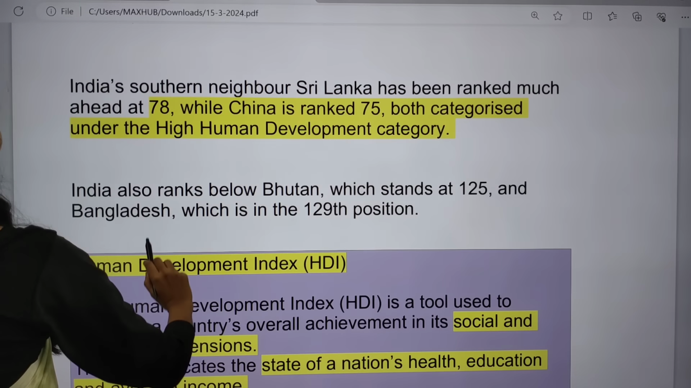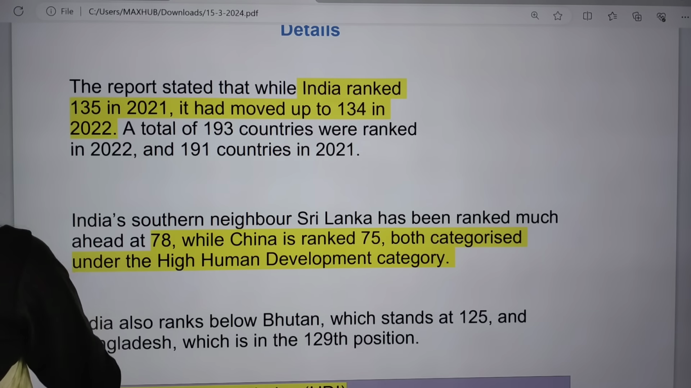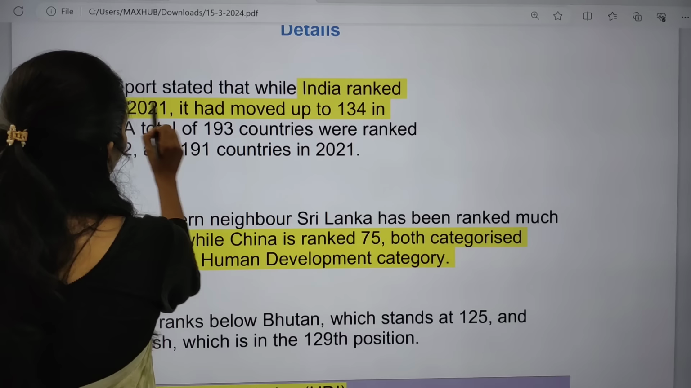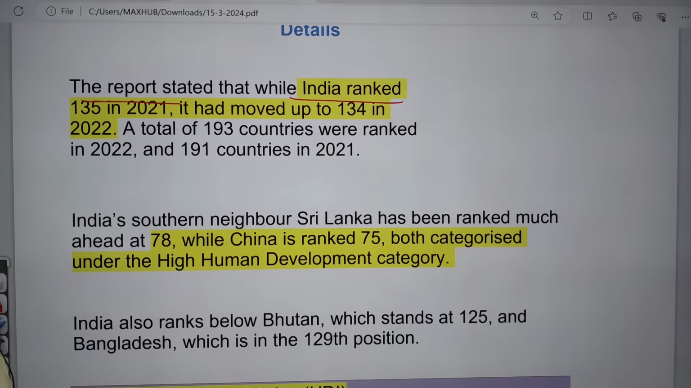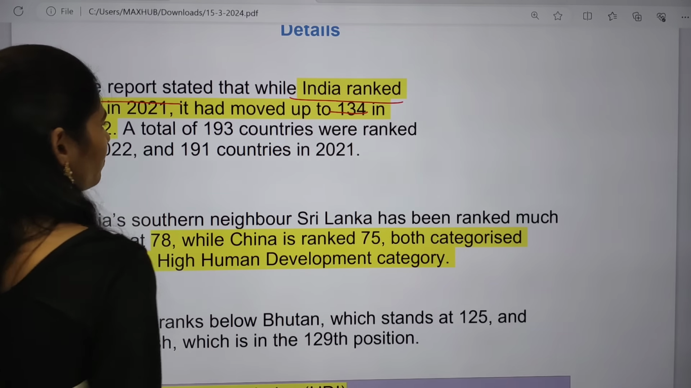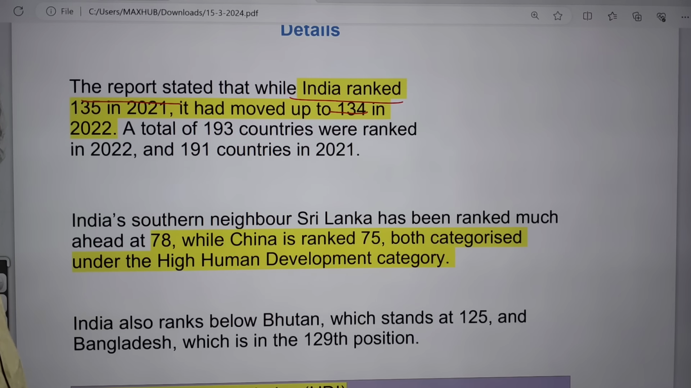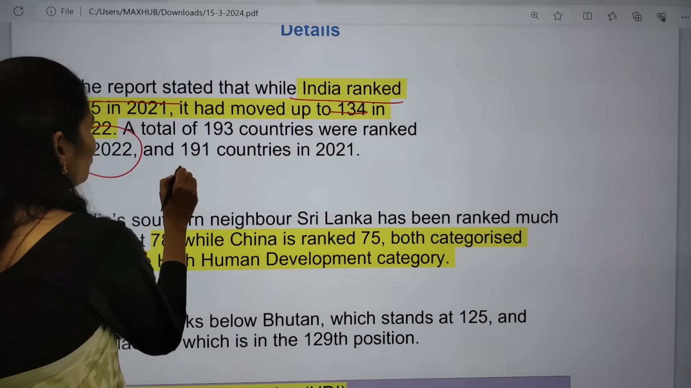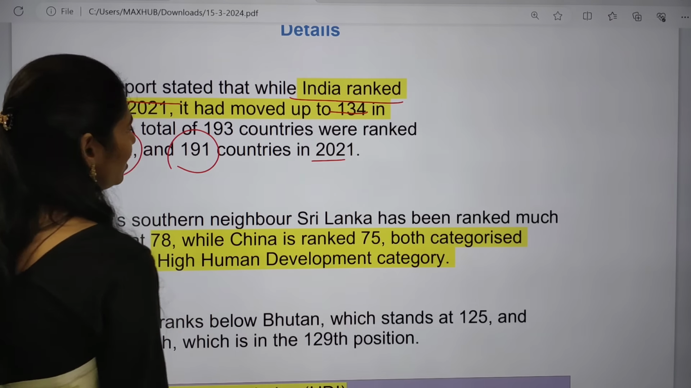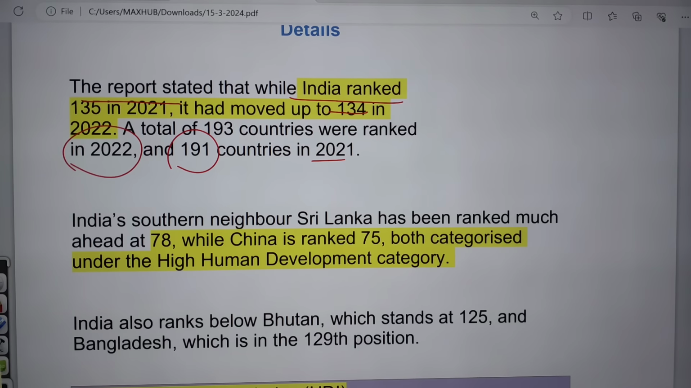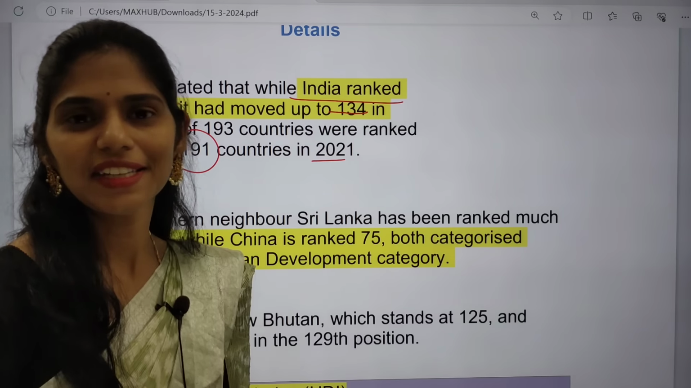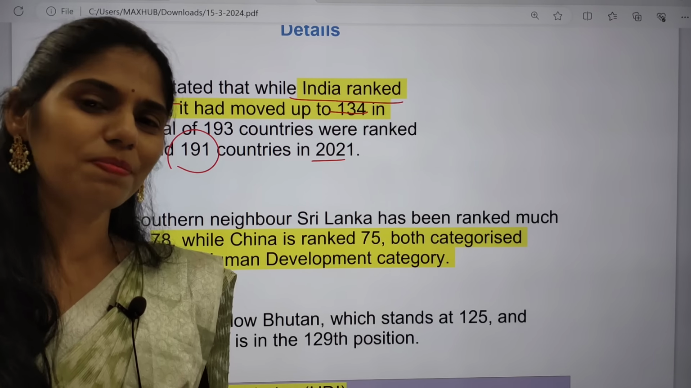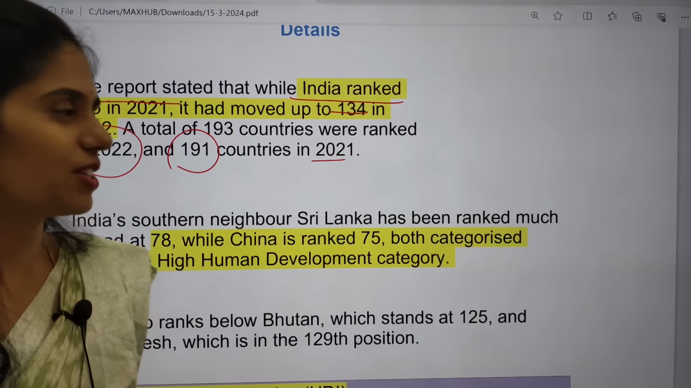So if you see the context, it says that India's ranking is 135 in 2021 and in 2022 it is 134. And there are about 193 countries ranked in 2022 and 191 countries ranked in 2021. So have you seen any improvement here? Please let me know your personal perspective.